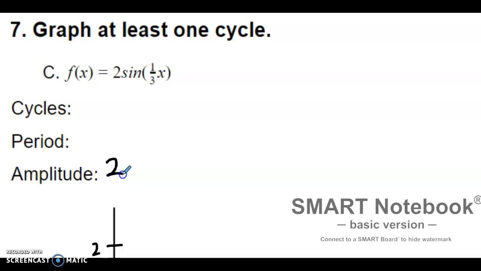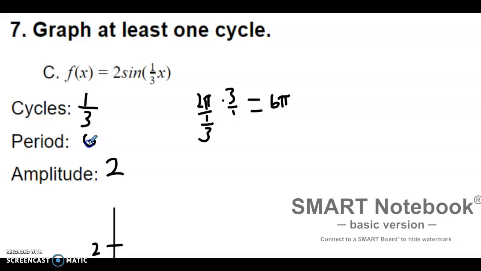Amplitude of 2. And if you need to pause the video so you can think about it before I just tell you the answer, I don't mean to steal your thunder. So cycles are 1/3. And the period, so I'm going to use the formula again. 2 pi divided by 1/3 is multiplying by 3/1. So a period is 6 pi.